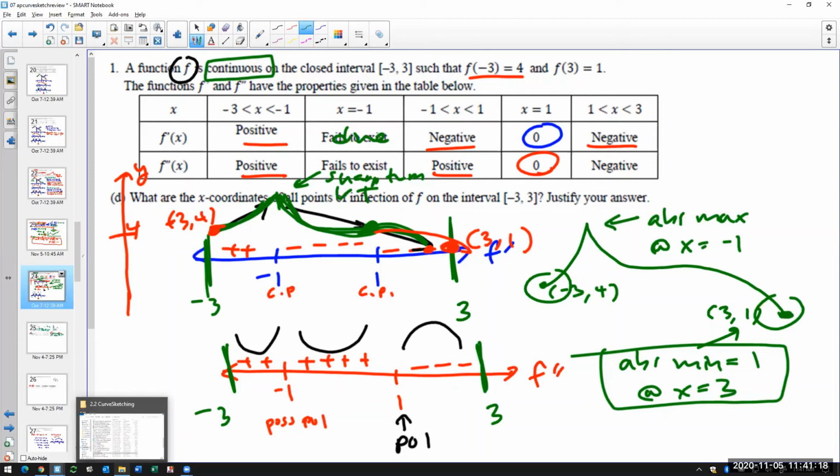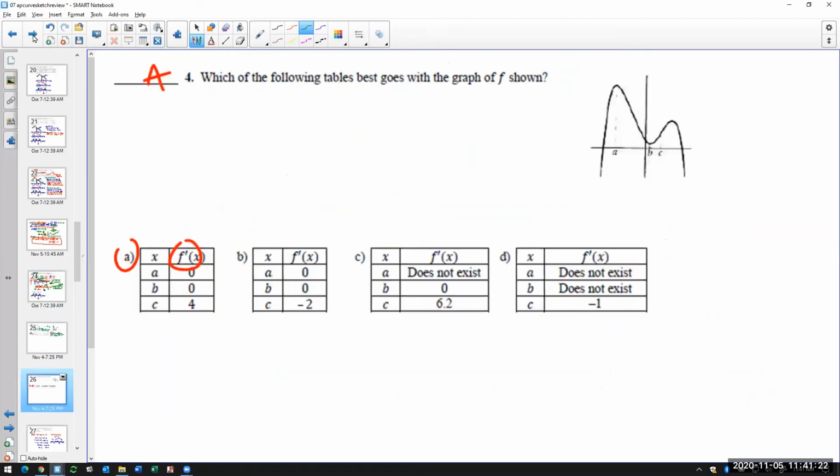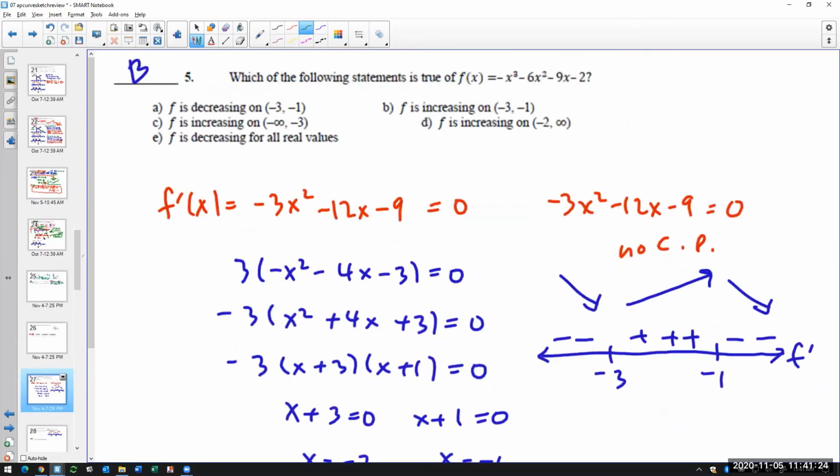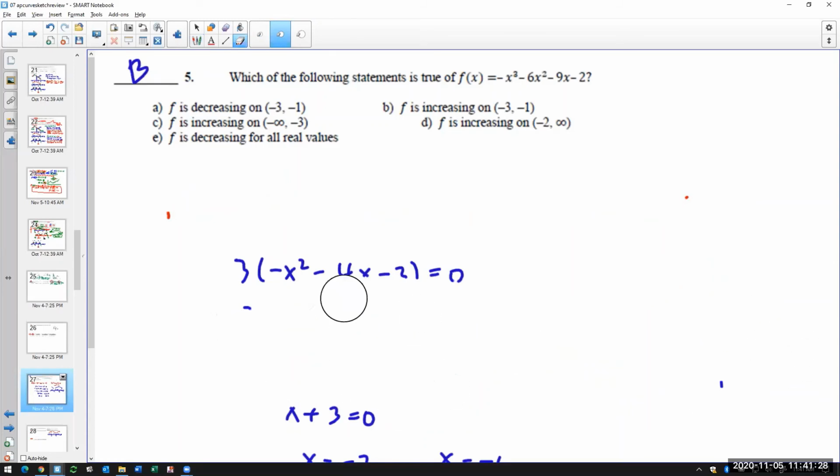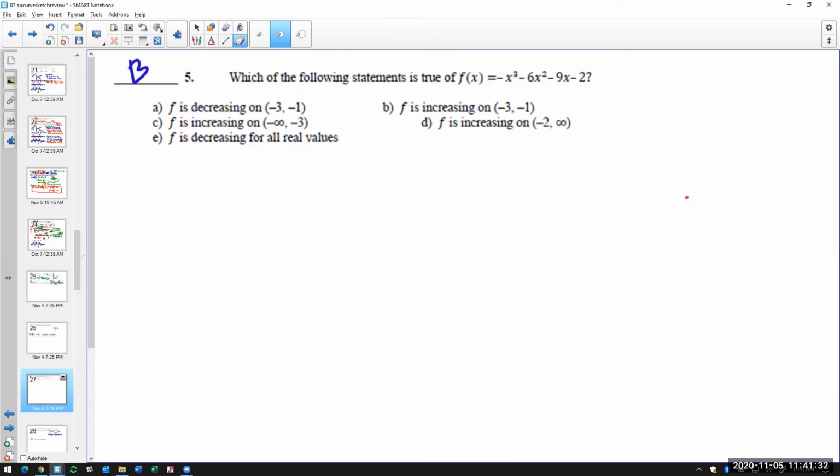Number 5. Okay, you have to go back to kind of like what you did on your quiz. But the negative sign's a little bit tricky here, so I want to make sure you guys are comfortable with the algebra. They're asking for increasing, decreasing, relative max, relative min. That's a first derivative test.